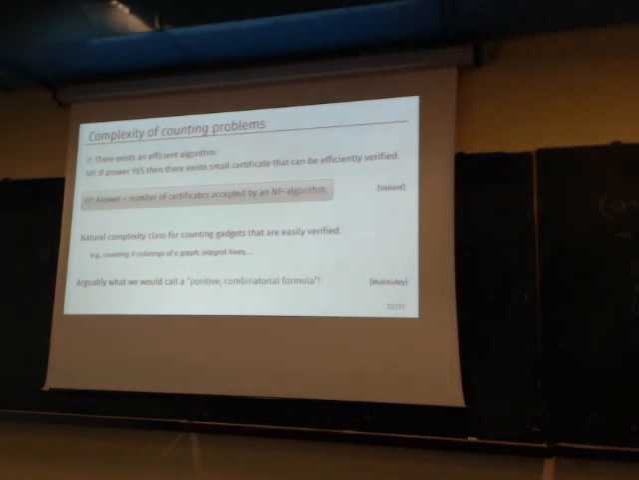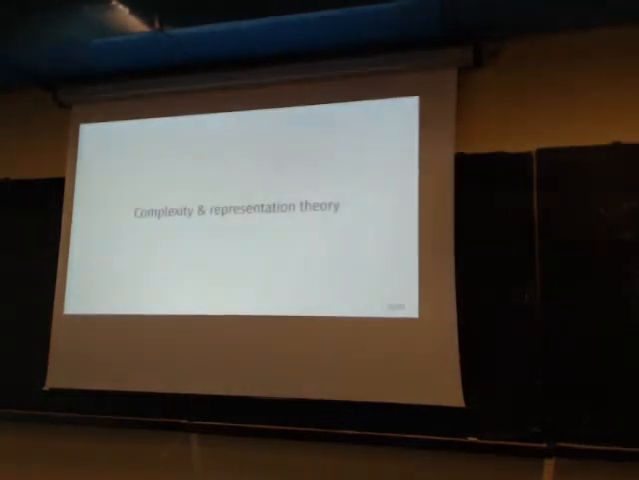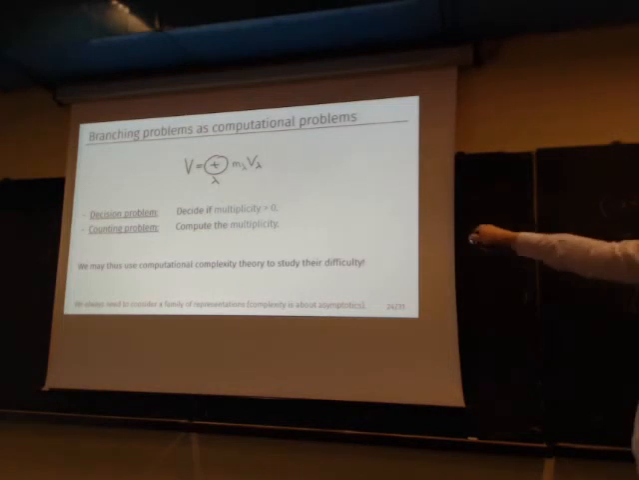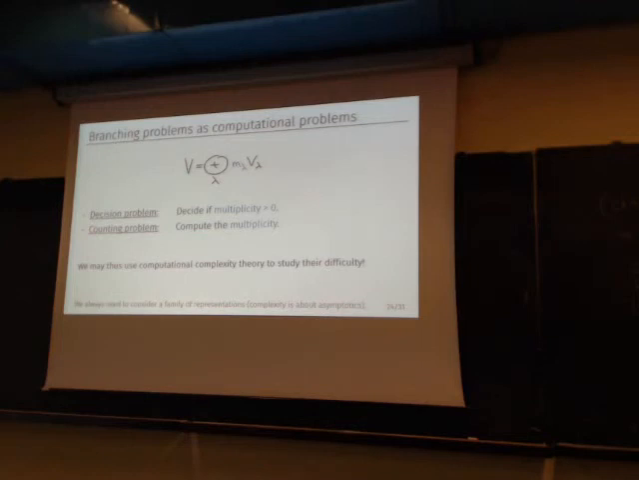Okay, so now we introduced all this funny language with P, NP, co-NP, sharp P, and so on. Now we want to apply this language to representations. Now we have the language and we can try to prove some results. What are the problems that we're interested in? Naturally, suppose we have some branching problems. We have some representation, and we can decompose it into irreducibles. Clearly there's a decision and a counting problem. The decision problem is to decide if a certain irreducible representation V_lambda occurs in V, with the answer yes or no. The counting problem is to compute the multiplicity.